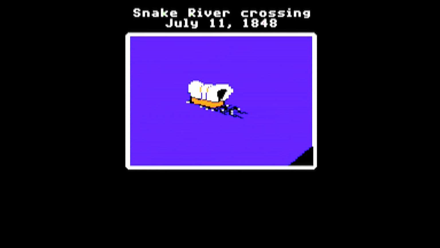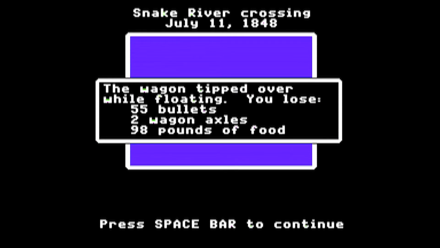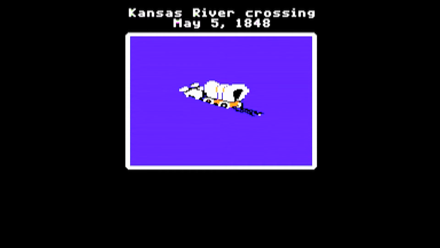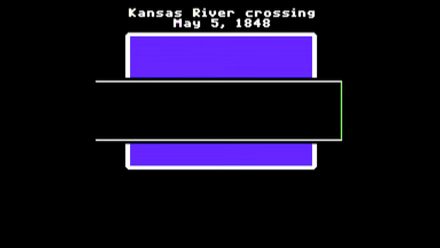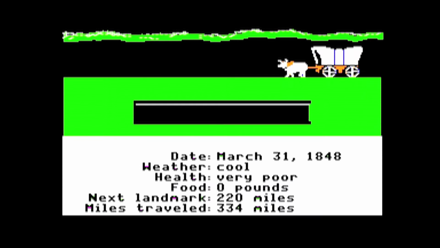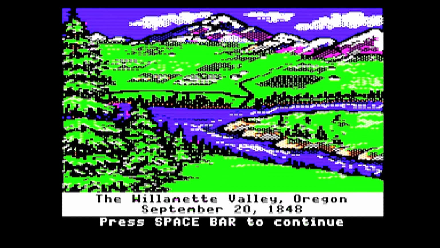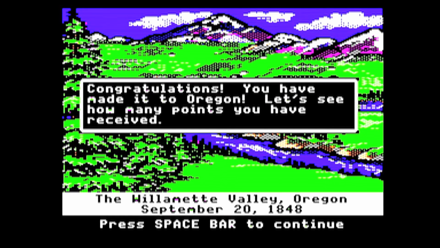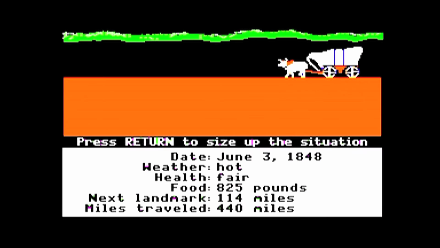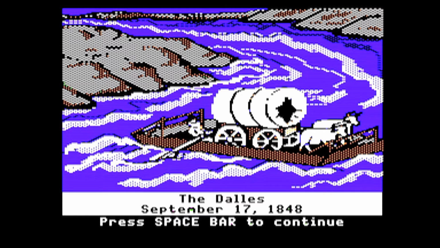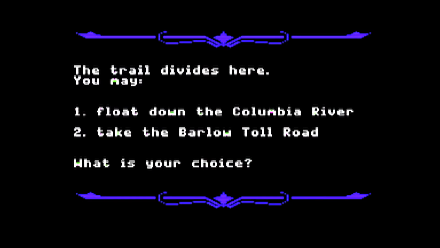If you caulk the wagon and it tips over, you risk losing supplies and people. If you happen to drive across the deep river, you'll most certainly lose supplies and a member or 2 of your party. The game only ends if the leader dies or if you make it to Oregon. Along the trail, you can encounter other obstacles, such as bad weather and broken wheel axles. When you do finally reach Oregon, you have the option of floating down the Columbia River or taking the Barlow Toll Road.